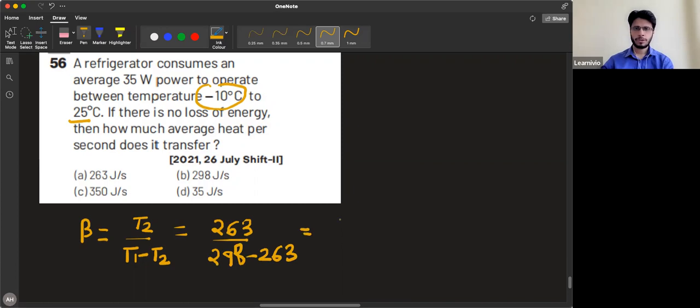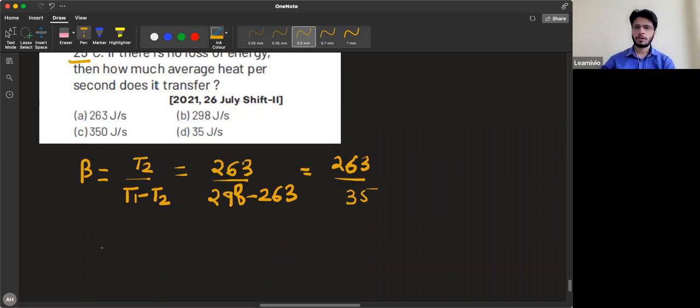So this will be 263 divided by 298 minus 263, which is 35. Rehan, are you in class? Okay, Rehan, can you just tell me the formula of coefficient of performance in terms of Q2 and W? In terms of heat absorbed, it is Q2 by W.